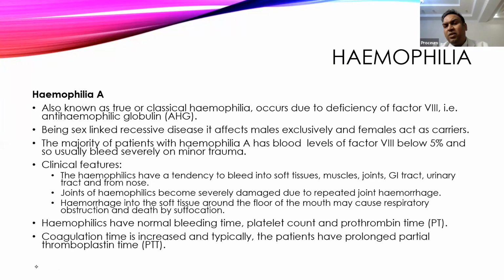Then come to the bleeding disorders, that is hemophilia. Hemophilia is because of deficiency of a particular clotting factor. If there is a deficiency of clotting factor 8, we call it hemophilia A. It is usually a sex-linked recessive disorder. So males are usually the victims and have hemophilia, while females act as carriers. So it goes from the mother to the son.